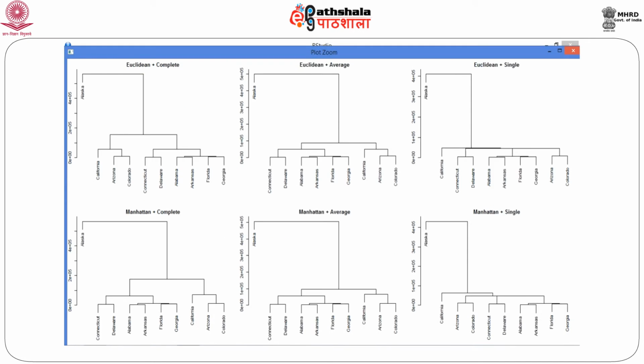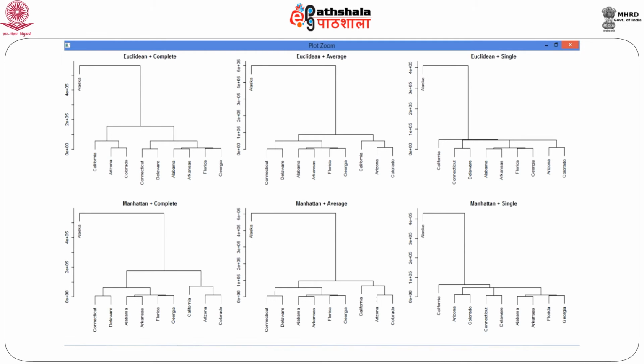If I zoom this, yes, here are my 6 dendrograms. This is the dendrogram obtained using Euclidean distance with complete linkage. This is the dendrogram obtained using Euclidean distance and average linkage. This is Manhattan distance and single linkage. There are a few points to note here. The first point is that plot of a clustering object automatically produces a dendrogram. So R is intelligent enough: when you call plot on a clustering object, it knows it has to produce a dendrogram.